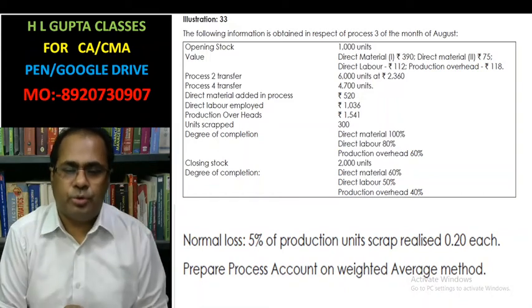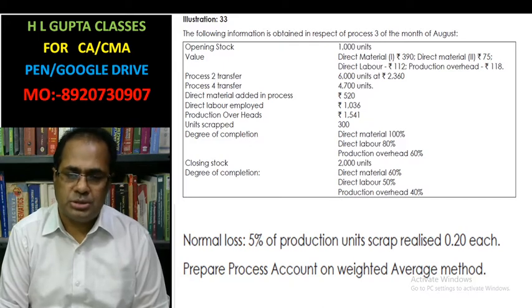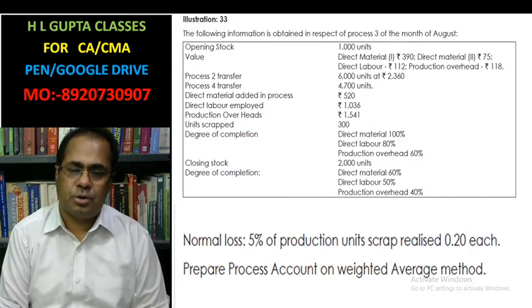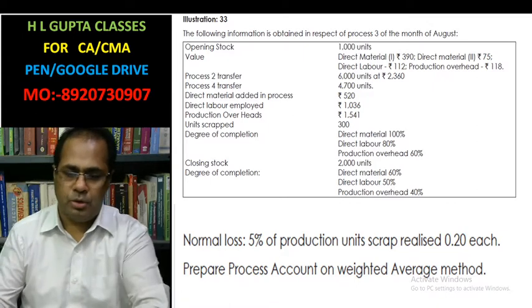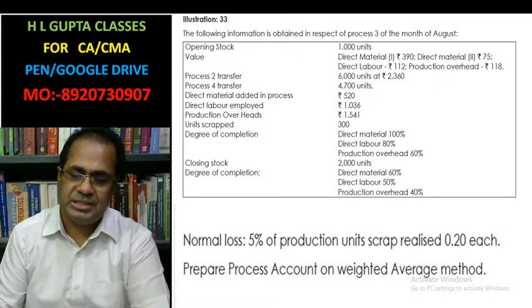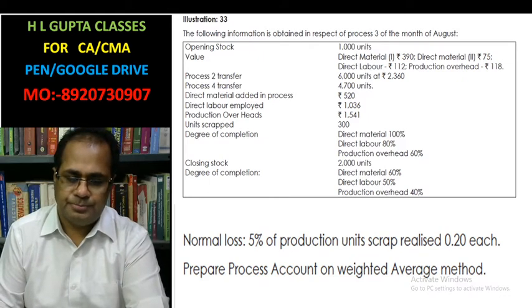Hello friends, I am going to make you understand illustration number 33. This is a question from CMA Inter Cost Accounting, that is process costing. Look at question number 33. Please read the question. This is a question on equivalent production units.